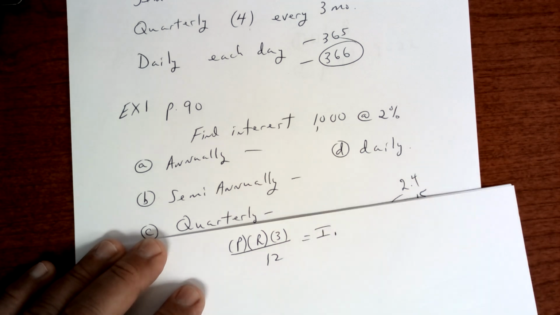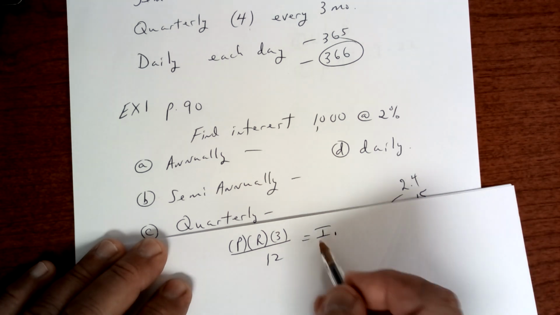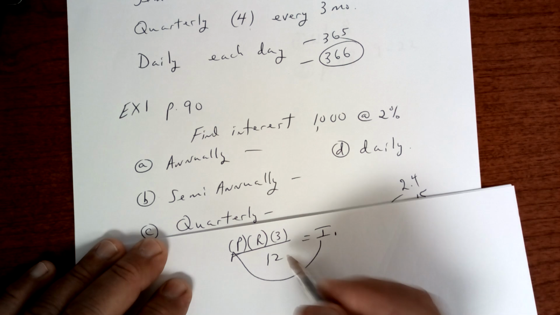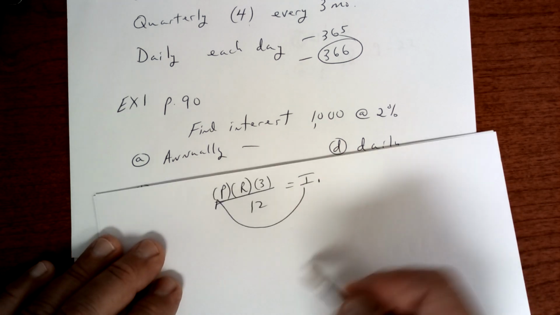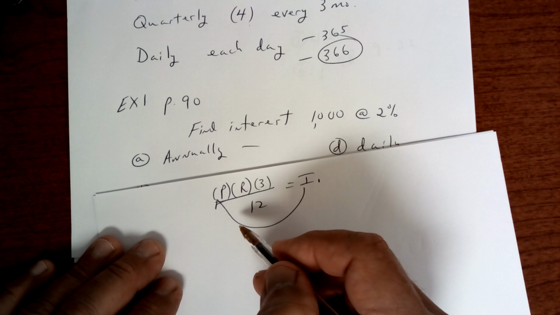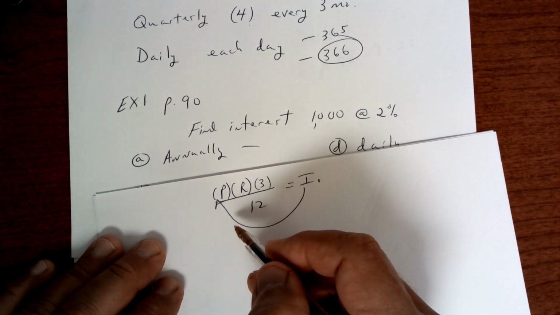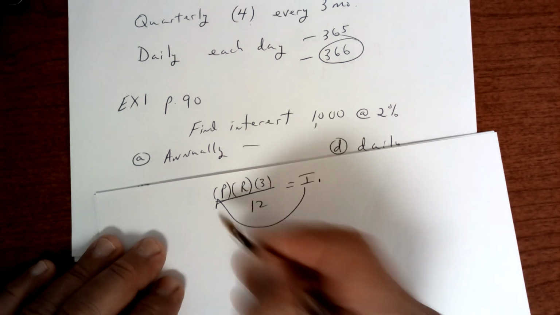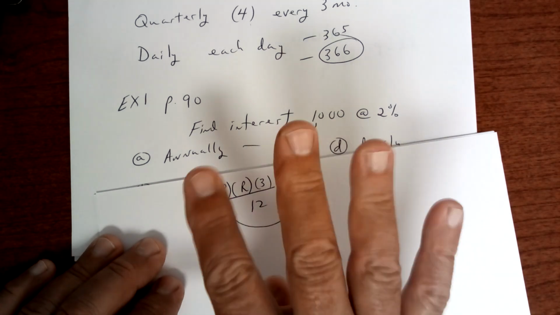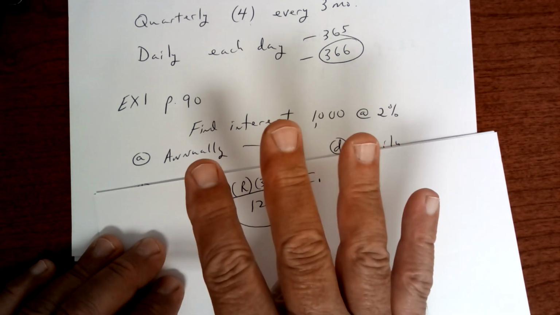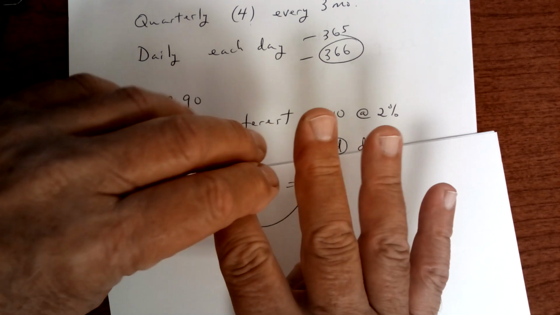Okay? And then you're going to add that back to the principal, and then you're going to compute it again. Then you're going to take that and add it back to the principal, and compute it again. Then you're going to take that, add it back to the principal, work it out, and do it 4 times. That's what quarterly is.